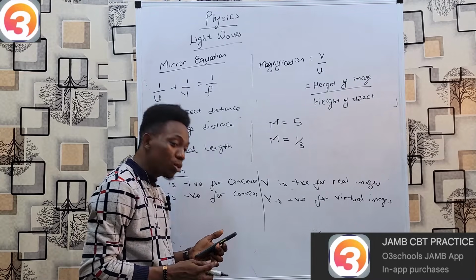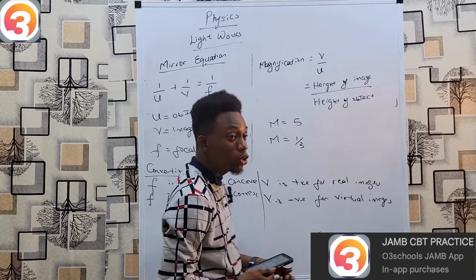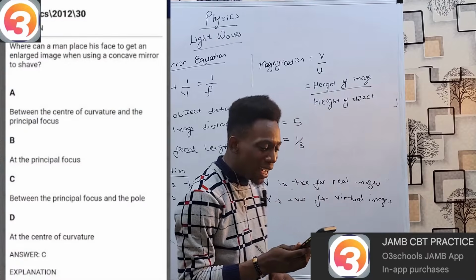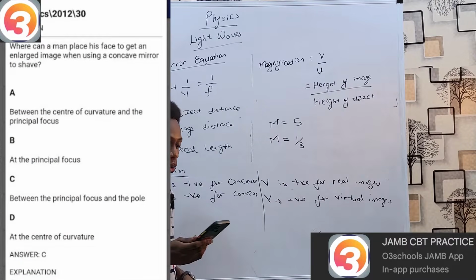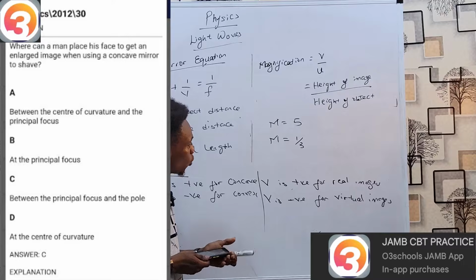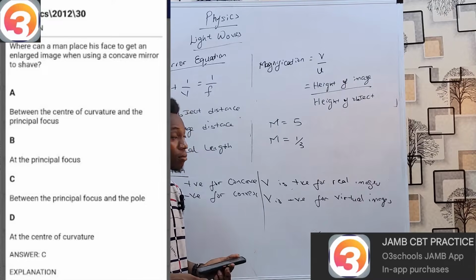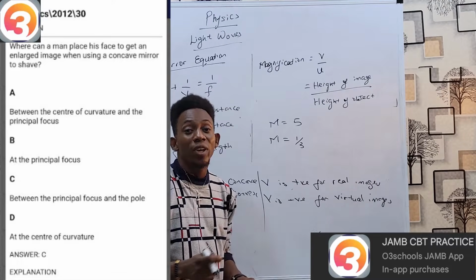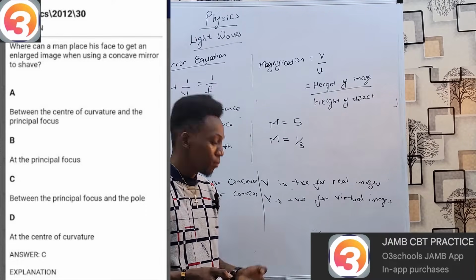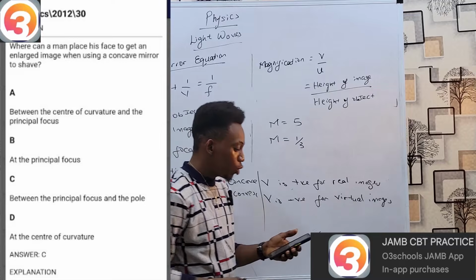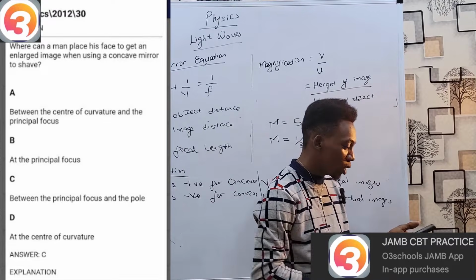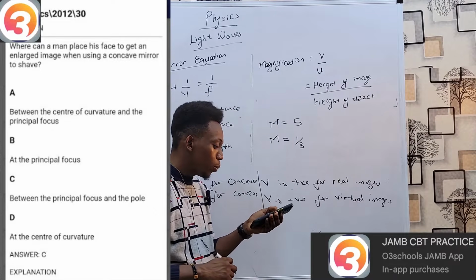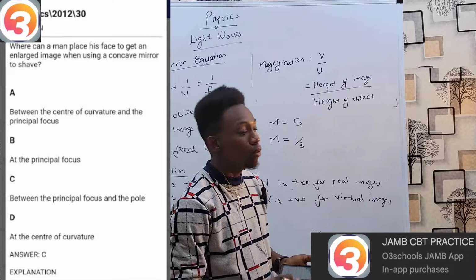Now, we are starting with a simple one. This one is from 2012, question 30. Where can a man place his face to get an enlarged image when using a concave mirror to shave? A man wants to shave with the concave mirror. Where should he place his face to get an enlarged image? Now, the options are between the center of curvature and the principal focus, at the principal focus, between the principal focus and the pole, at the center of curvature.